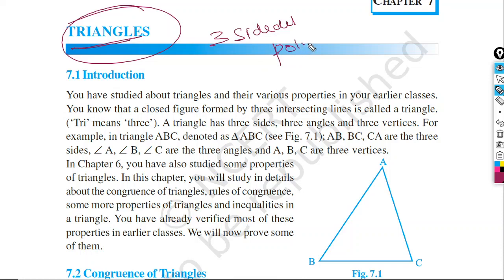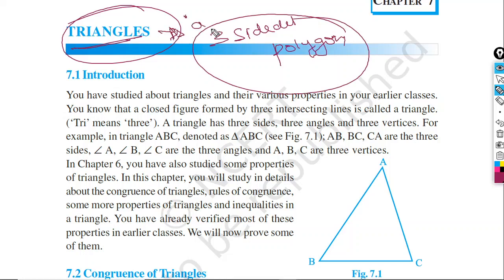Three-sided polygon. Very simple definition. What is a triangle? A triangle is a three-sided polygon, and you should know what is a polygon. A polygon is a closed curve made of line segments. So what is the definition of a triangle? The most simple definition will be a three-sided polygon.